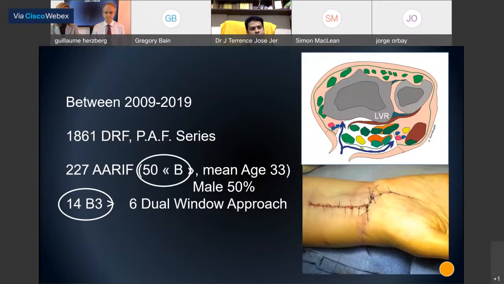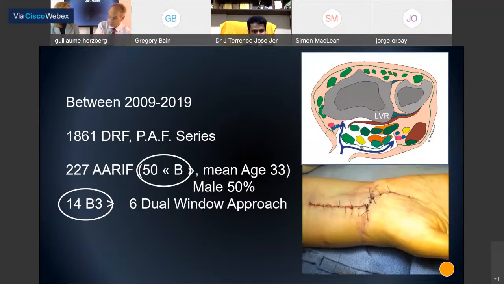And in those 50 fractures, we had 14 B3. Here, there are only 6 with the dual window approach, but I think that now if we make surgery on those patients, we will use, I believe, maybe most of them or maybe all of them, the dual window approach. We still have to admit that it's not a very frequent indication, but you have to have it in your armamentarium because it's very, very useful.